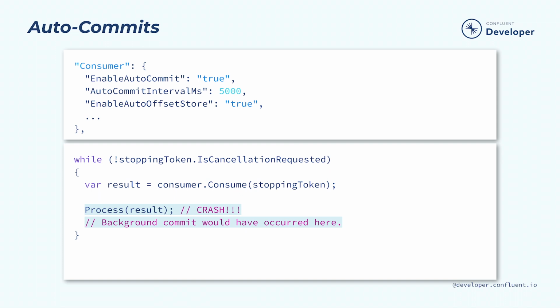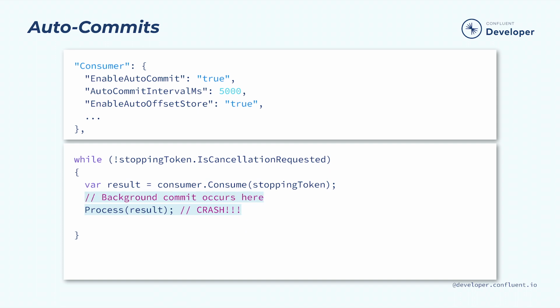However, because the commit happens in a separate thread, it may occur before we process the message. In this case, if we crash while processing, the message is lost and won't be recovered. If we want to achieve at least once processing, we need to manually store the offsets.